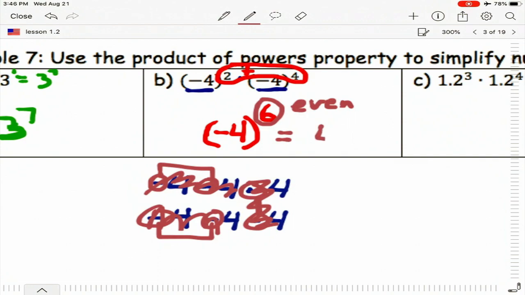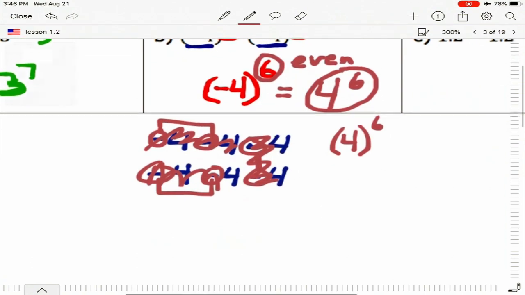And my answer is really 4 to the 6th power without the parentheses. If you want to put it with the parentheses still, please understand I'm marking it right. But you're not supposed to have the negative in there because the negatives cancel out because you had an even exponent. Well, what happens if you had an odd exponent, right?